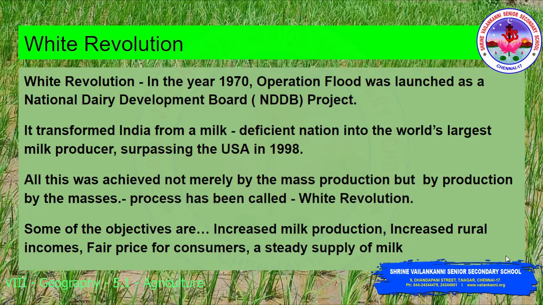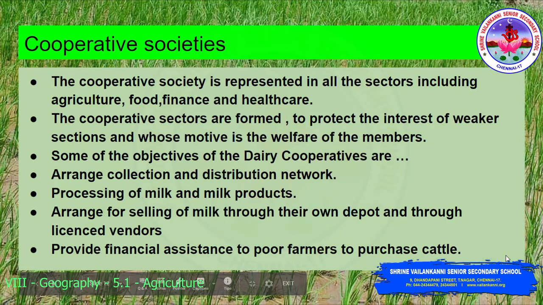This particular project transformed India from a milk deficient nation into the world's largest milk producer. All this was achieved not merely by mass production but by production by the masses. This is mainly done by the cooperative society. It is represented in all sectors, including agriculture, food, finance and healthcare. These cooperative sectors are formed to protect the interest of weaker sections, and the motive is the welfare of the members of the cooperative societies.